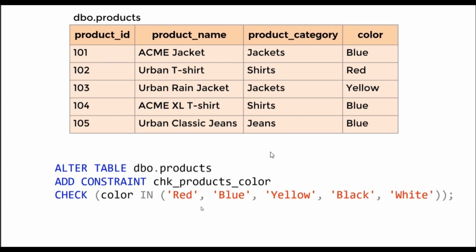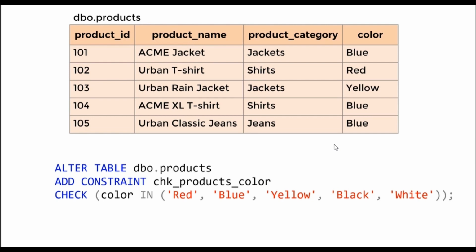See, now in the parameter we used, that's why two parentheses are used here. We have to specify the values like red, blue, yellow, black, white, like that, right?